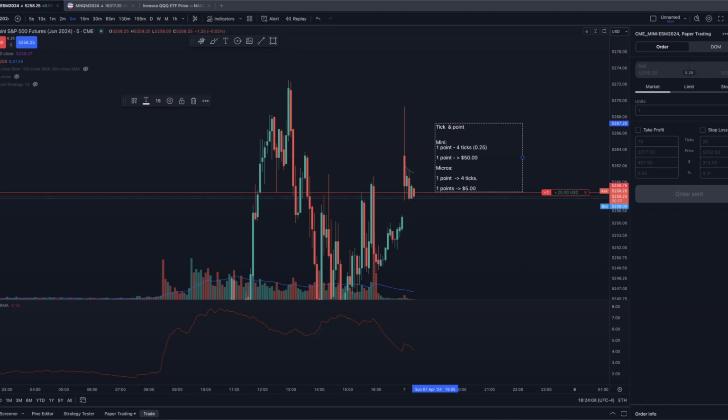Yes, you can make a lot of money if you're right with minis, by the way. But again, the risk is if you're wrong, all it takes is one bad trade to liquidate your entire account. And that's the major difference. When it comes to S&P 500 mini contracts, you'll be making or losing $50 for every point move to the upside or to the downside. When it comes to the micro contracts, you're going to be making or losing $5 per point. So that's the major difference between micros and minis, by the way.